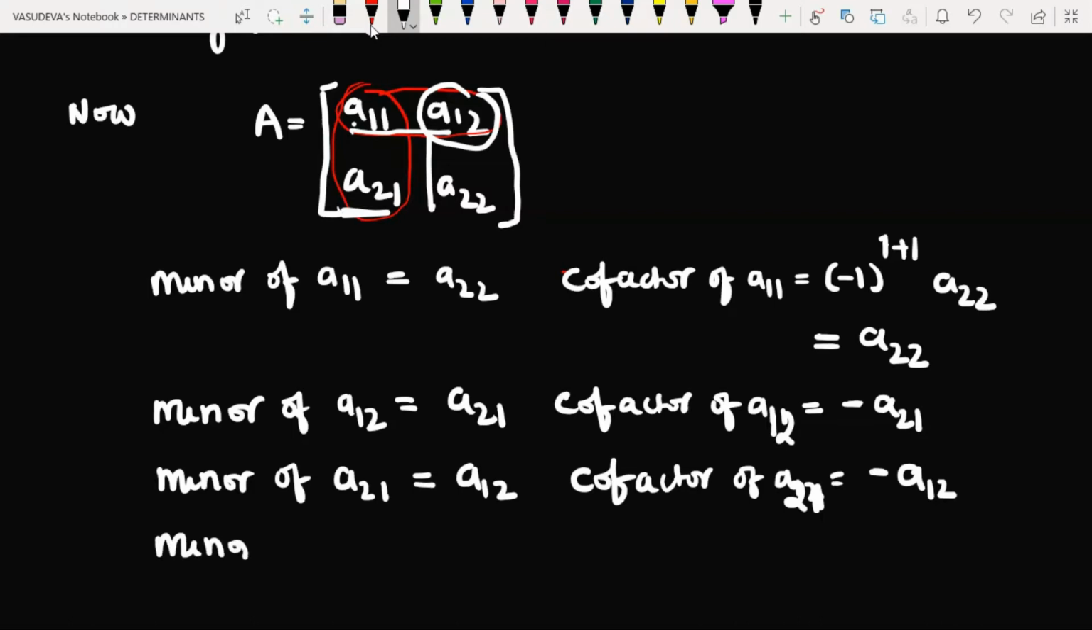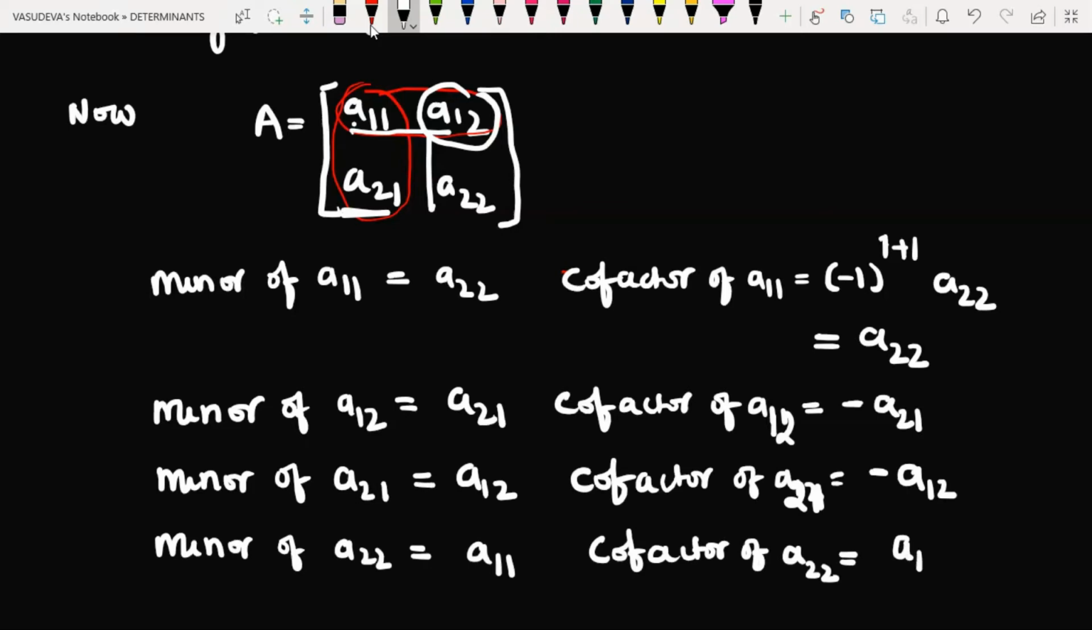So minor of the last element A22 is equal to, leaving the elements of the second row and the second column, we have the remaining element as A11. So therefore cofactor of the element A22. Here 2 plus 2 is an even number, therefore it is plus. The minor of the element A22 is A11.